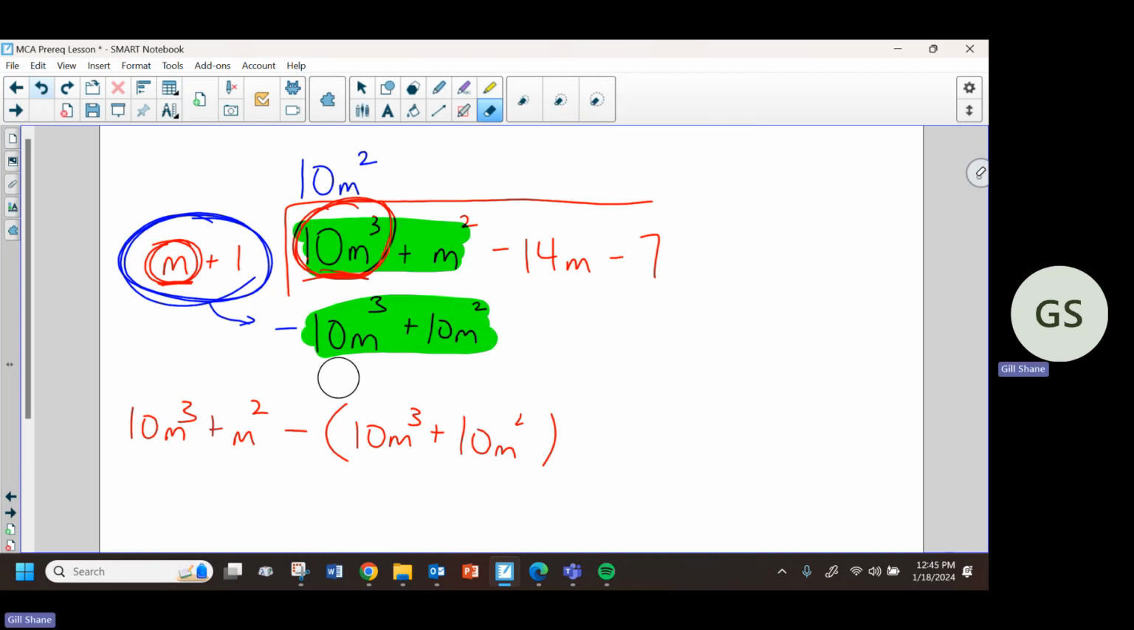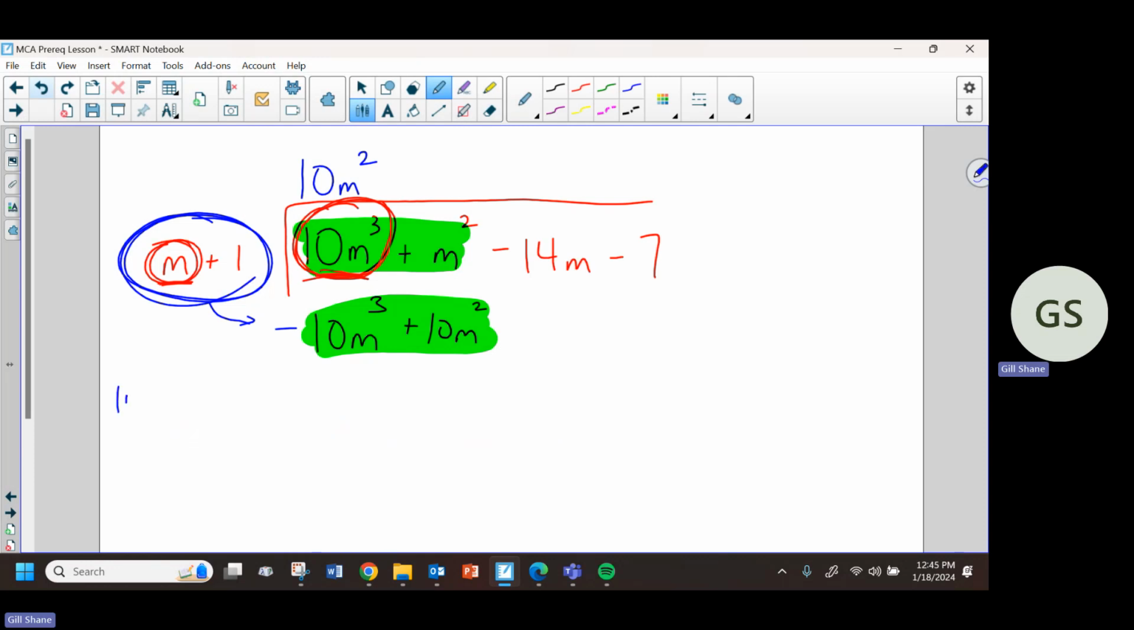I come down here now. I could even write that on the side: 10m cubed subtract 10m cubed. Whatever you have to do to make sure you don't make that other mistake. Well, that's 0m cubed. I get 0m cubed. Now I do the squared separately. Well, that's m squared subtract 10m squared. Well, that gives me what?